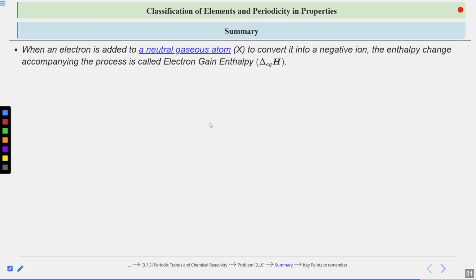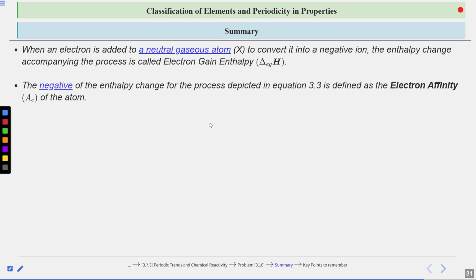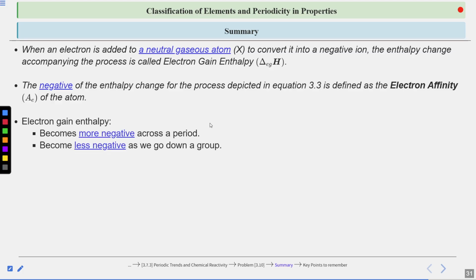Now let us try to summarize all of this as we are short of time. First, what have we learned? What is electron gain enthalpy? It is the energy released when an electron is added to a neutral gaseous atom. Second, the negative of the electron gain enthalpy is called the electron affinity. The third is that electron gain enthalpy becomes more negative across a period and less negative as we go down the group.